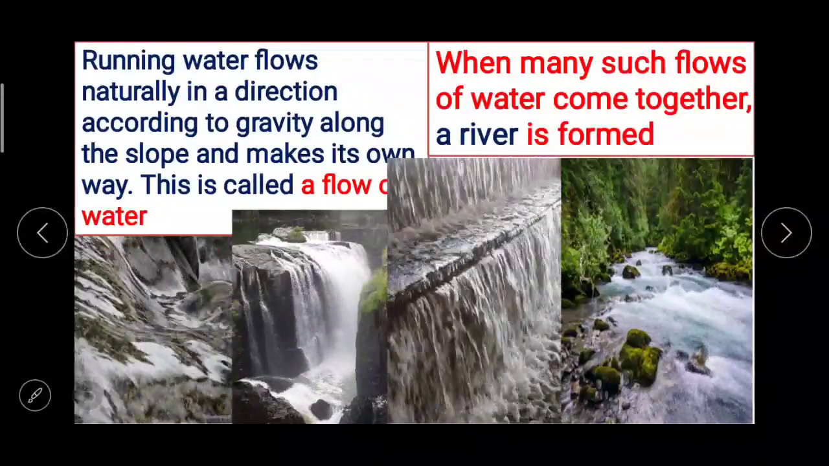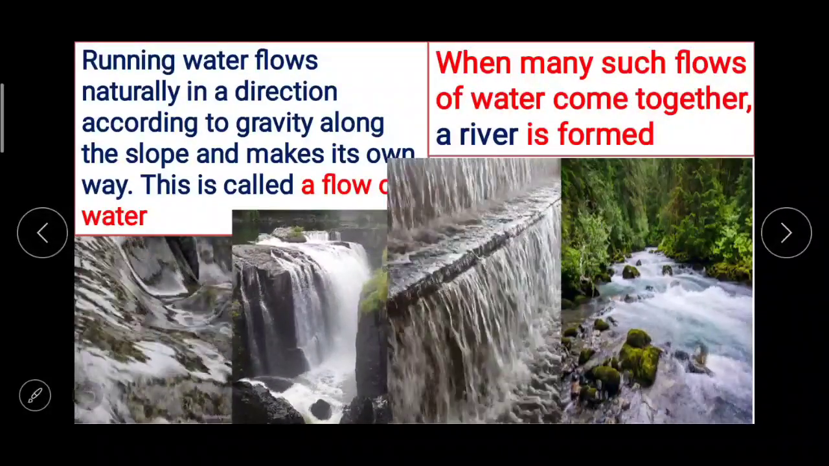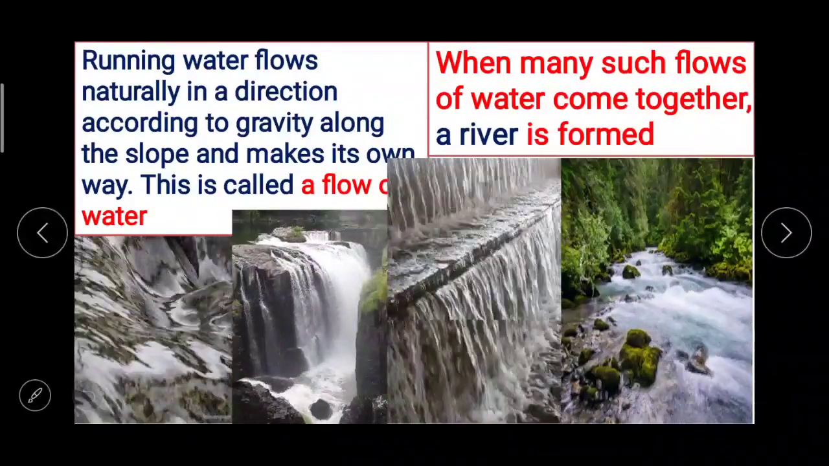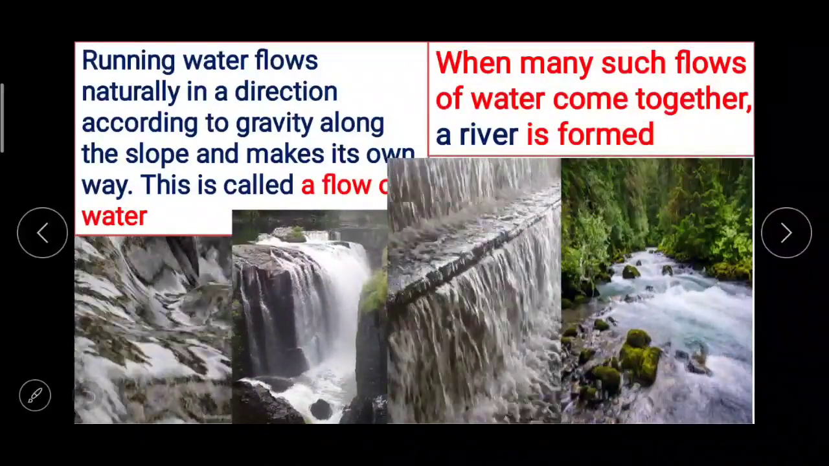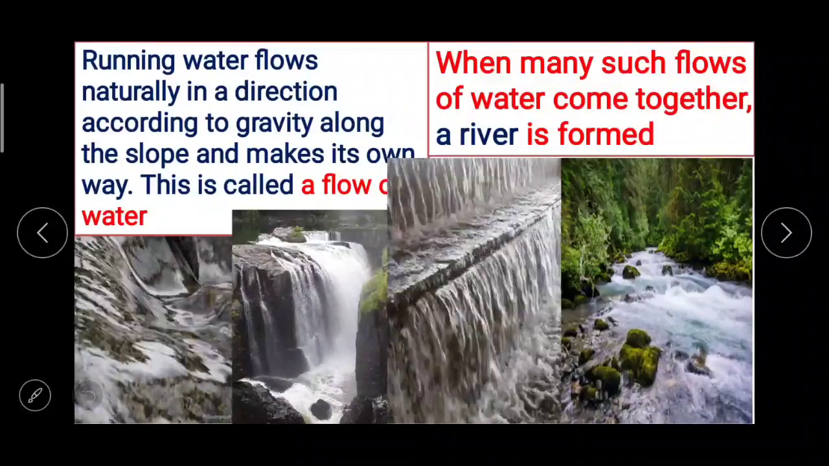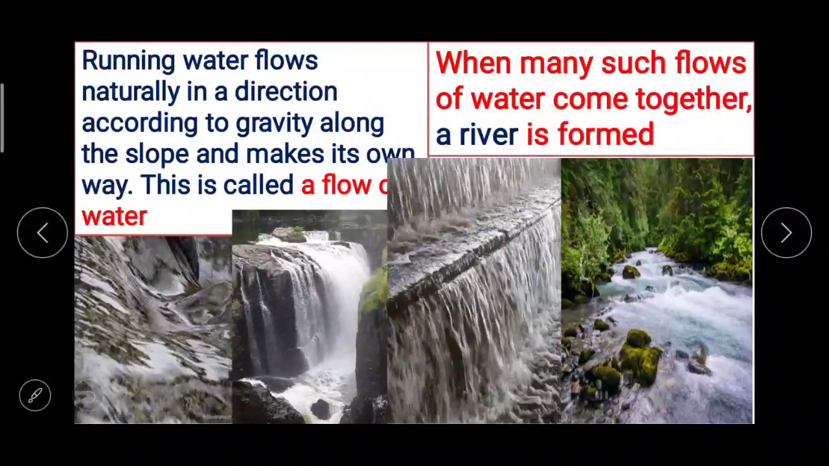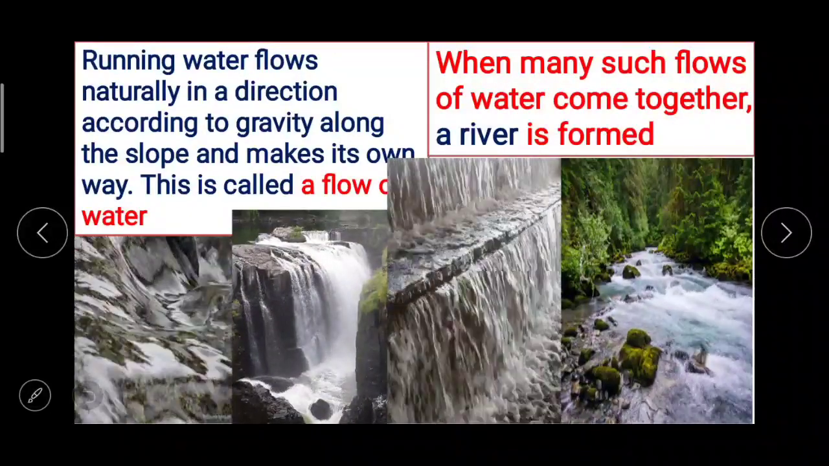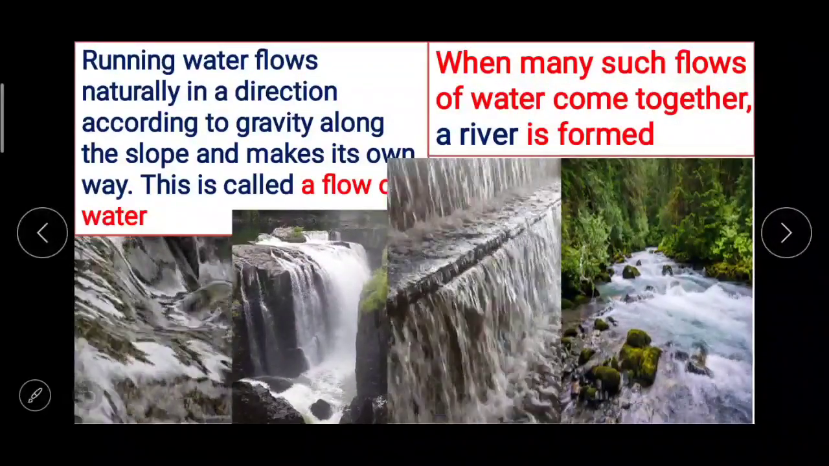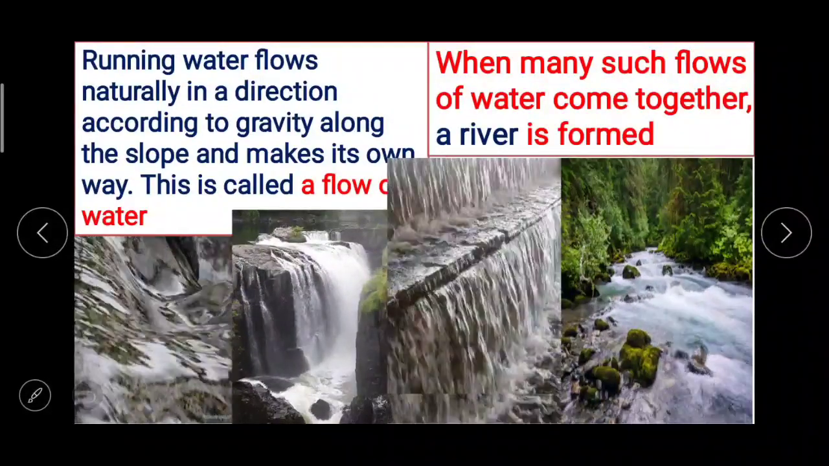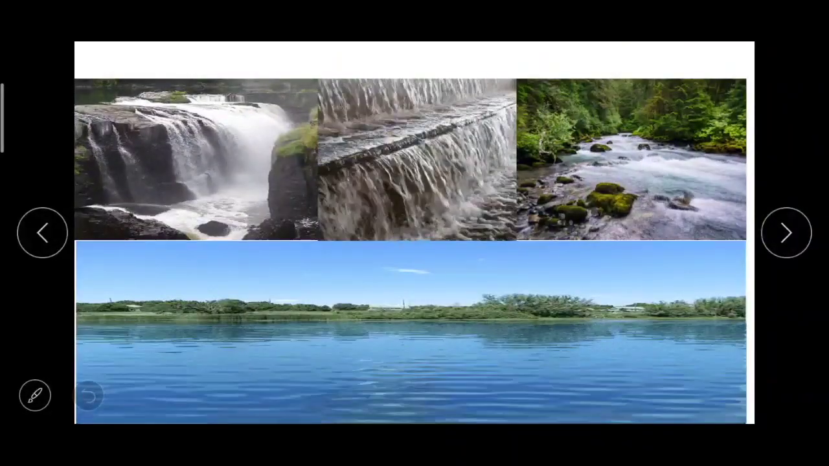Now, when many such flows of water come together, a river is formed. Different water flows start from different places, and when all these water flows come together, a river is formed. A river is formed when many such flows of water come together.